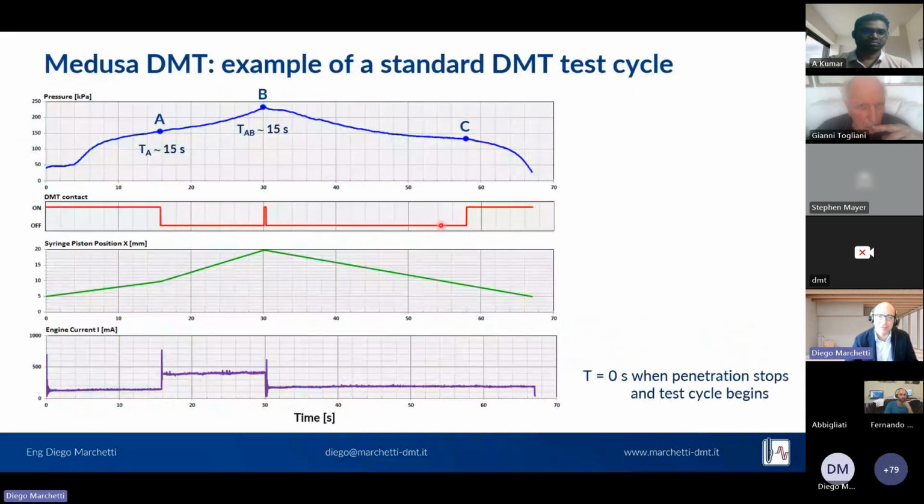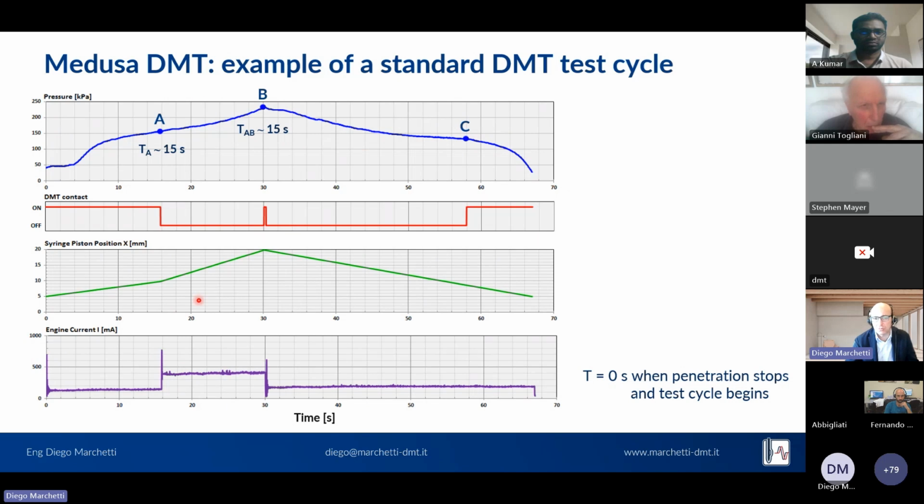So the nice thing is also that with the Medusa, many parameters are recorded. So this is the pressure. As you see for the A, B, and C readings, you see the contact is on. When the membrane expands, it goes off and it takes the A reading. Then here the membrane is expanding. And when the contact returns on, you get the B reading. The syringe returns backwards, the pressure decreases. And when the contact returns on, the C reading is obtained.